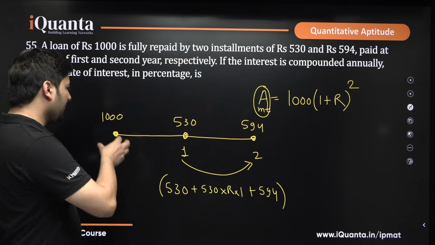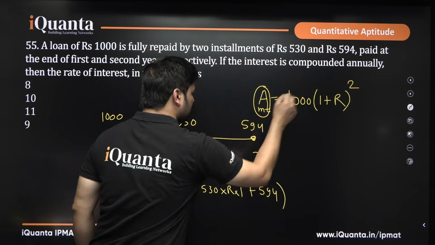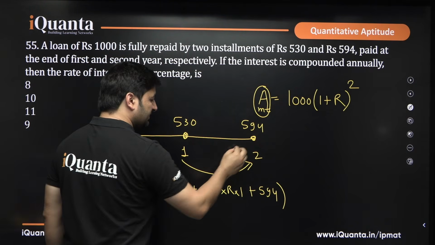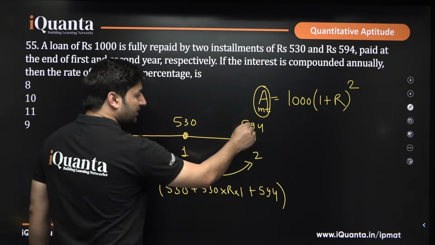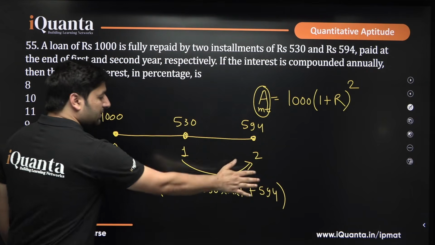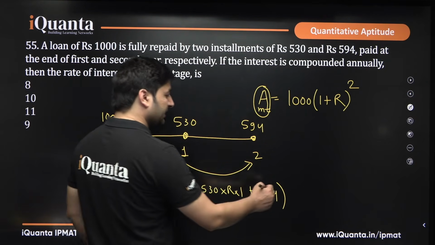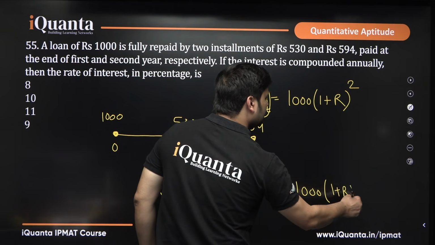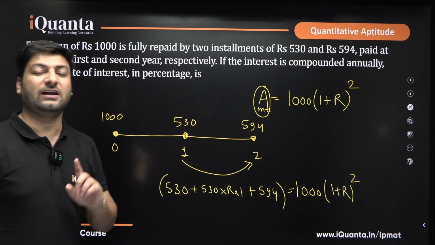Why? Because we borrowed 1000, after 2 years it became something, and when we gave the installments, the first installment was given here, it remained invested for 1 year, this is the amount generated, plus this is the last installment. So, there was no amount generated on this, it came and the loan was completed. So, this will be taken equal to this. Now, what happens here? In these installment questions, there is heavy calculation.